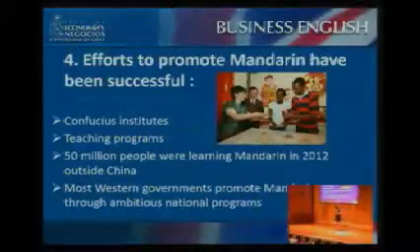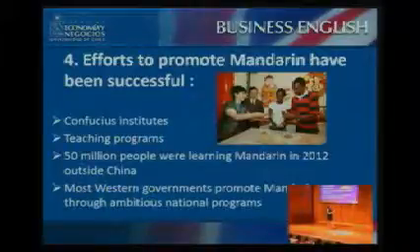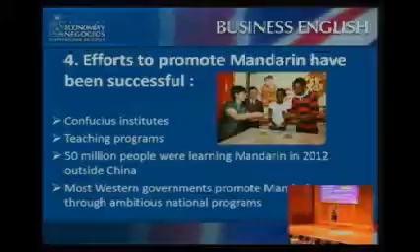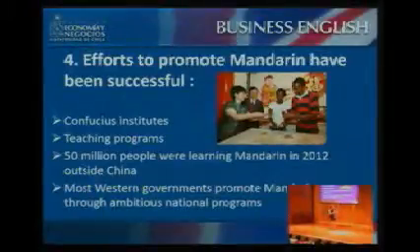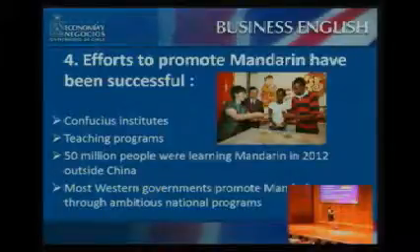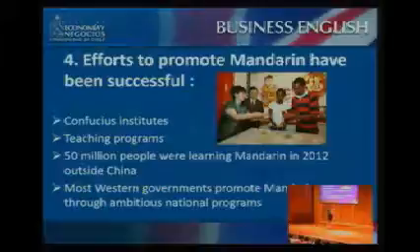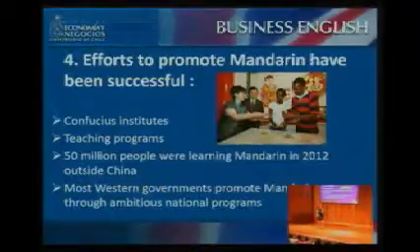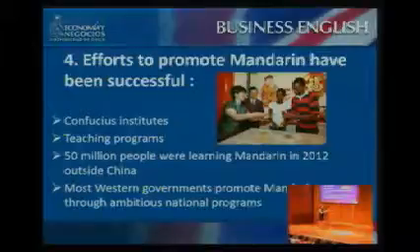They also, through these institutes, have teaching programs where 50 million people were learning Mandarin in 2012 outside of China. So China's a big country, right? But think about how many people 50 million means. 50 million is a really big number of people too. So China's population plus 50 million other people, that's kind of a lot of people speaking Mandarin today.